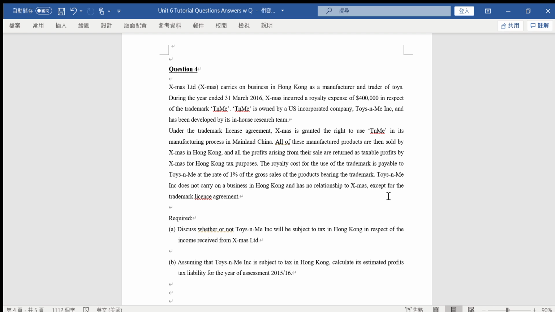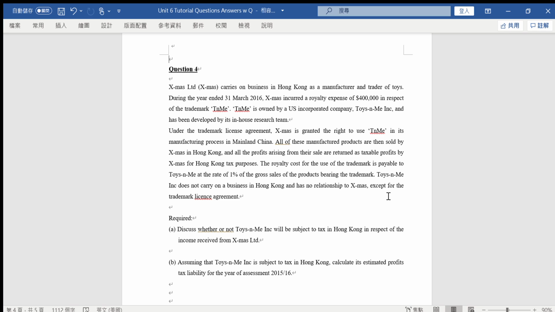All of these manufactured products are then sold by Christmas in Hong Kong, and all the profit arising from their sales is returned as taxable profit by Christmas for Hong Kong tax purposes. The royalty for using the trademark is payable to TME at the rate of 1% of the gross sales of the product bearing the trademark.